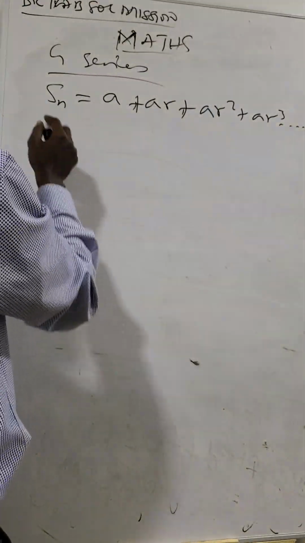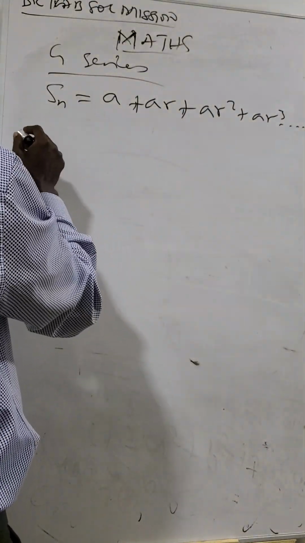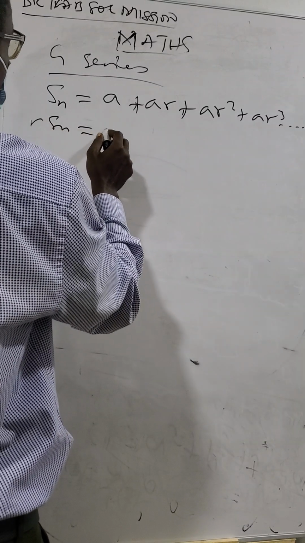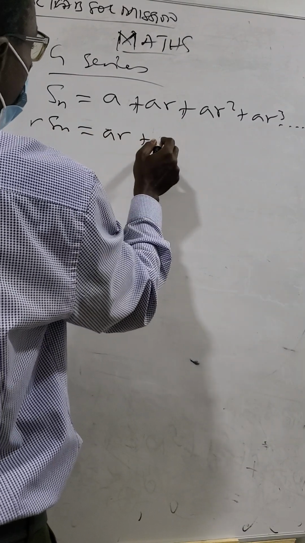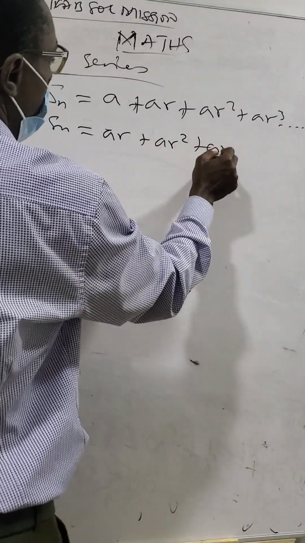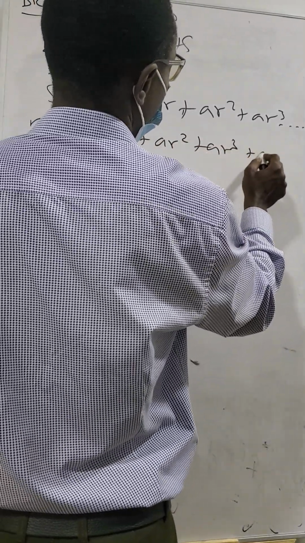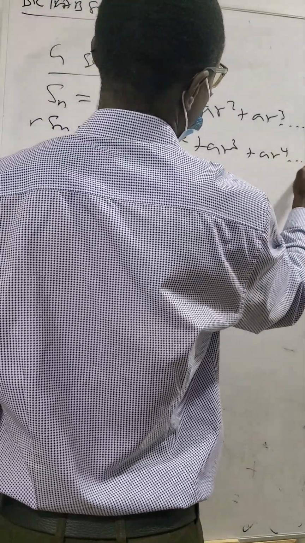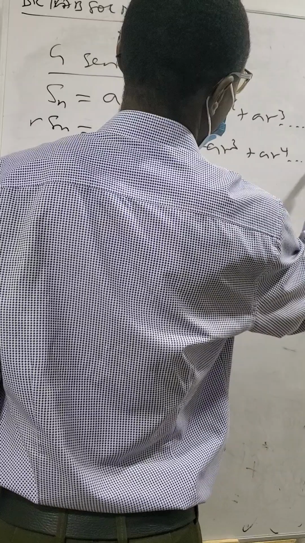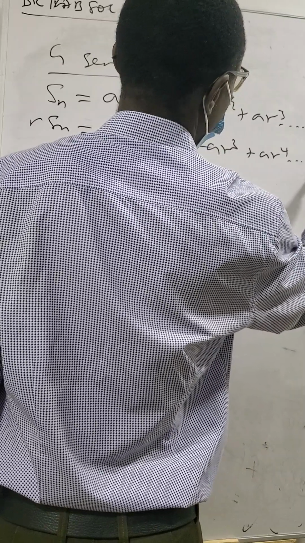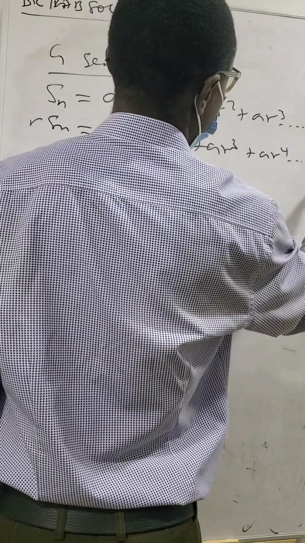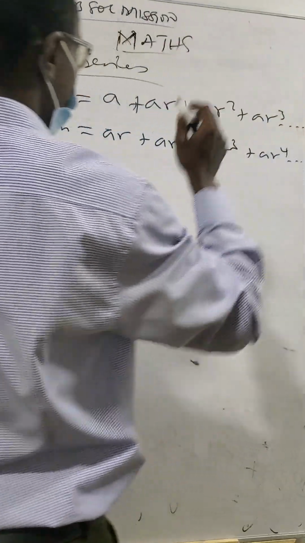Now, if we multiply through by r, let's say r times Sn, then you're going to get ar plus ar squared plus ar cubed, ar to the power 4, and this is going to be Sn times r. So we're going to get ar to the power n minus 1 plus 1. So it's like this plus 1 is going to cancel that.